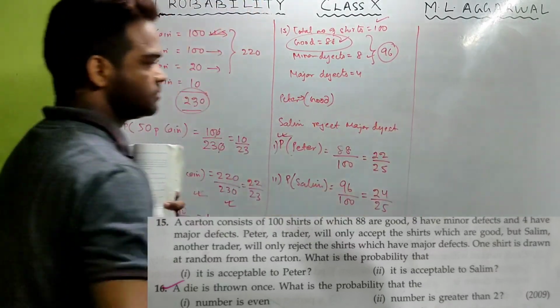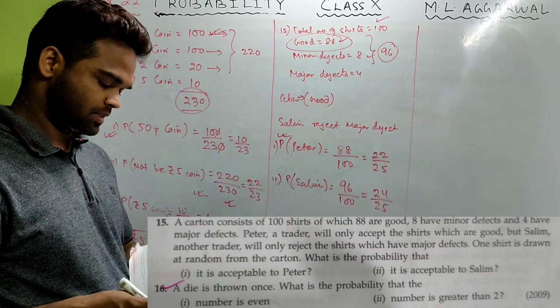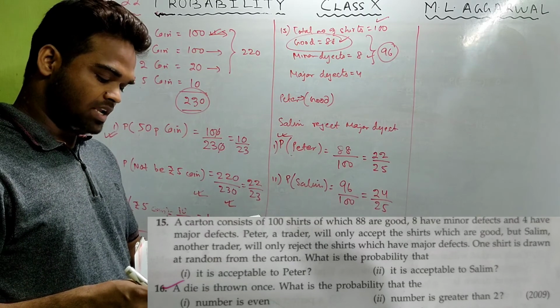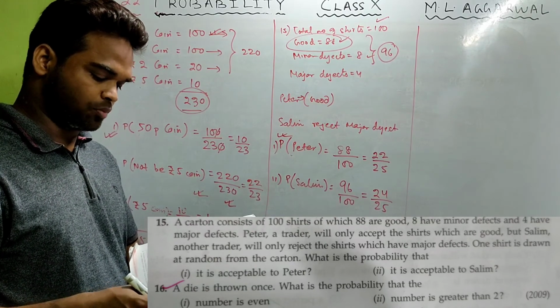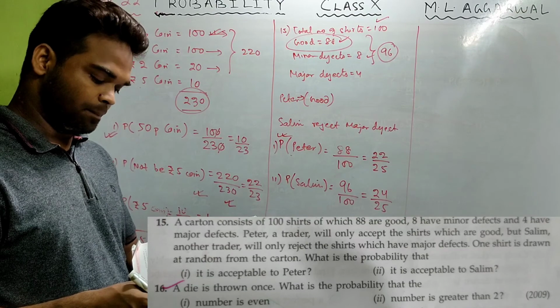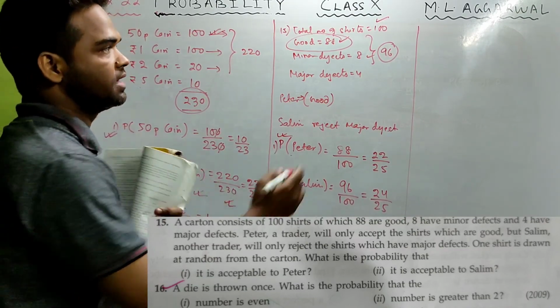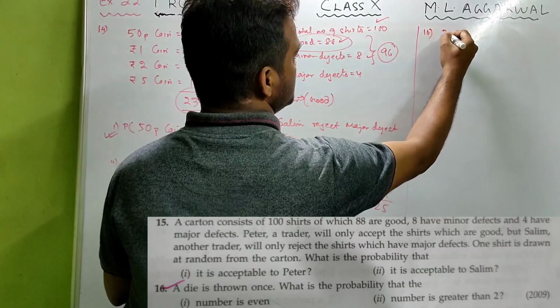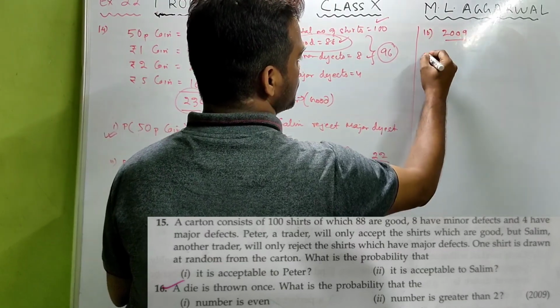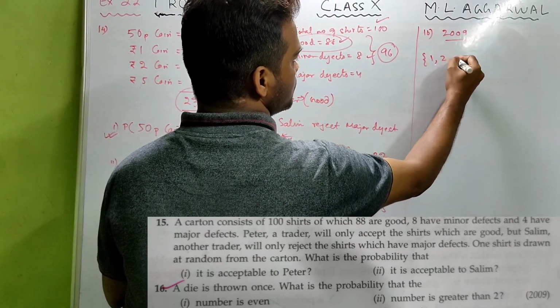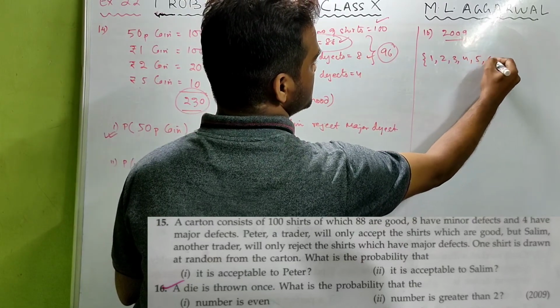Now, one more sum we'll do. A die is thrown once. What is the probability that the number is even and the number is greater than 2? This came in ICSE 2009. A die is thrown. So what will be the sample space? 1, 2, 3, 4, 5, 6.